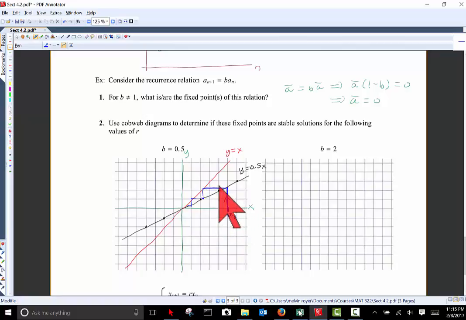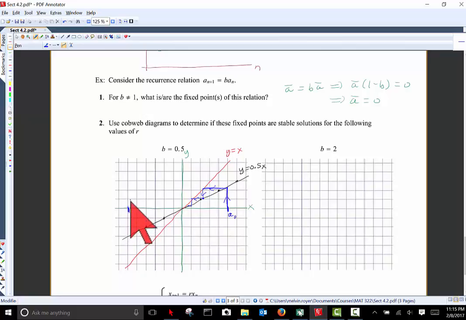So I can put arrows on this path to show the flow. I start here, I move, and so on. And the point being, I start somewhere near 0, and you can see the flow is taking me toward the origin. How about if we start over here?